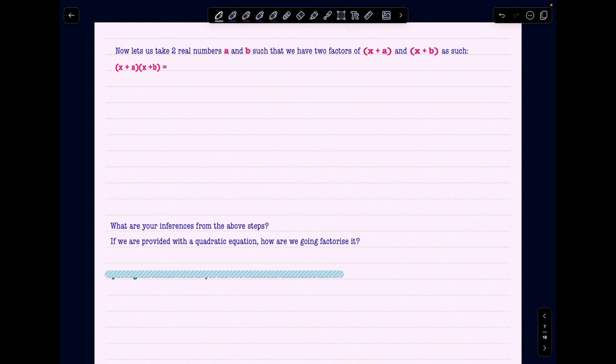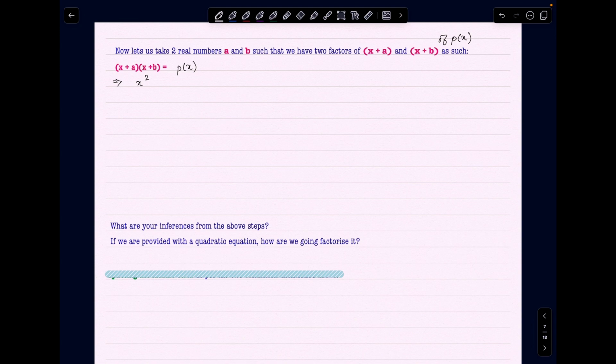We are taking factors x plus a and x plus b of the polynomial p of x. We are saying that (x plus a) into (x plus b) are factors of the polynomial p of x. Got my point? Now we are expanding (x plus a) into (x plus b).